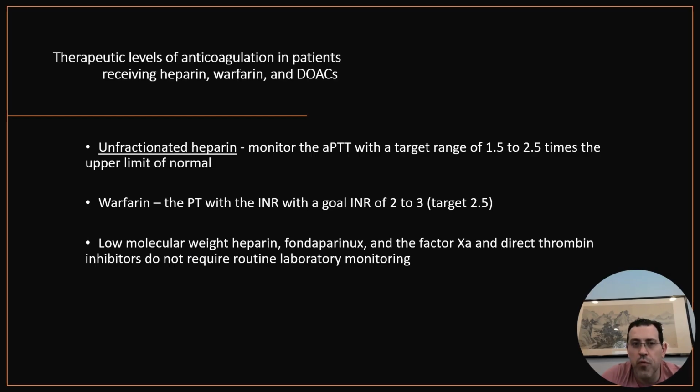Now, what are our goals for therapeutic anticoagulation? If we're using unfractionated heparin, we want to monitor our APTT, and we want a target range between 1.5 and 2.5 times the upper limit of normal. If we're using something such as warfarin, we monitor our PT with the INR, and we want a goal INR between 2 and 3 with a target of about 2.5. And then, of course, if we're going to use low molecular weight heparin, fondaparinux, or factor Xa and direct thrombin inhibitors, those don't require laboratory monitoring.